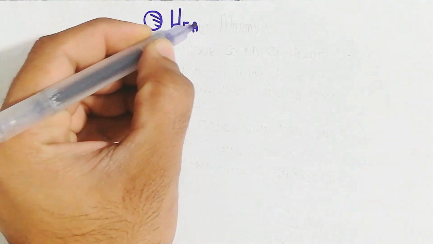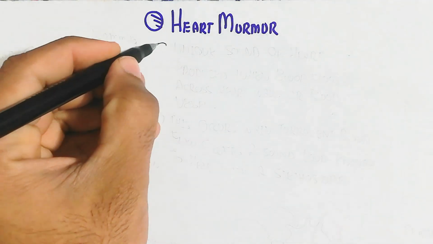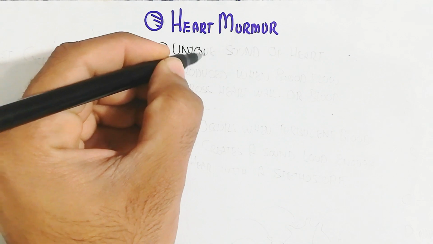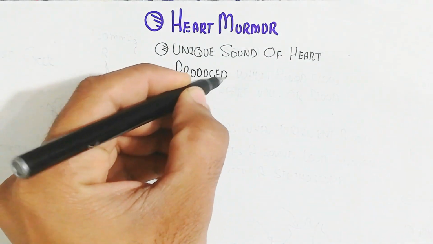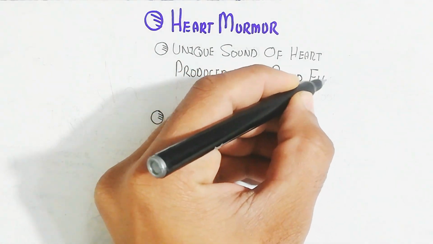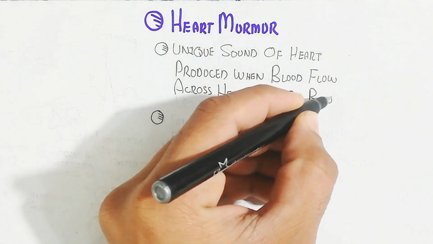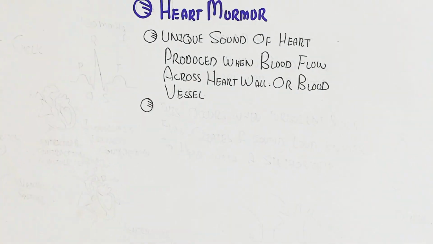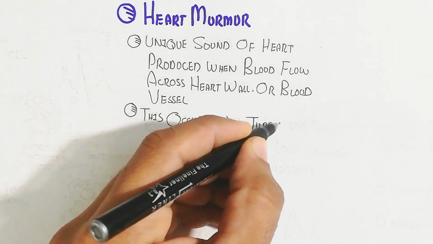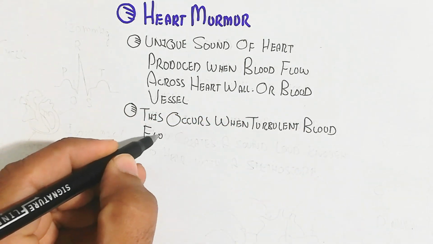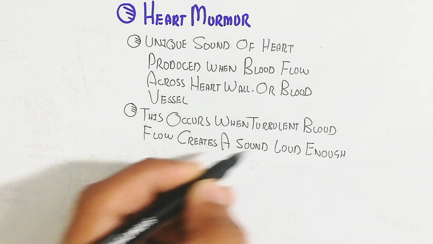Hello, in this video we will learn about the heart murmur. The heart murmur is the unique sound of the heart, produced when blood flows across the heart wall or a blood vessel. This occurs when turbulent blood flow creates a sound loud enough to hear with a stethoscope.